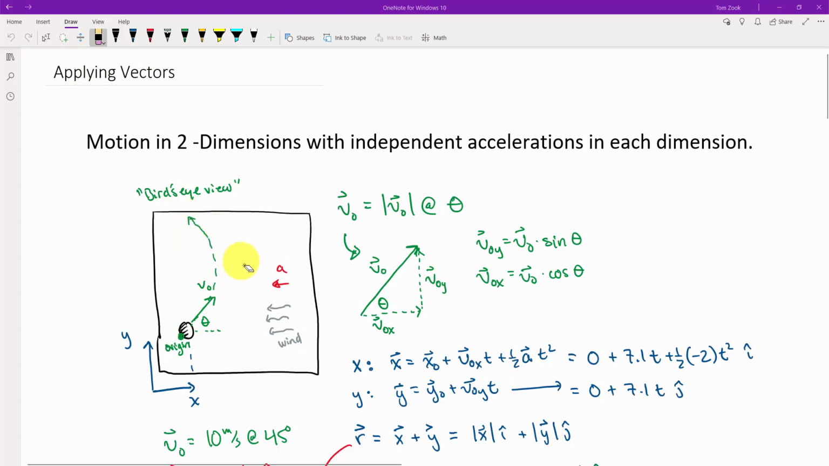So we broke down the initial velocity into its x and y components. We then made a kinematics equation for each of the dimensions. In this case, in the x direction, we had an accelerated motion problem, and in the y direction, it was constant velocity. There was no acceleration in the y direction.